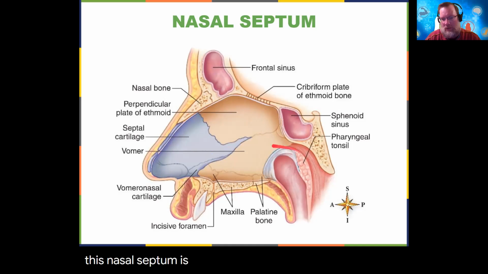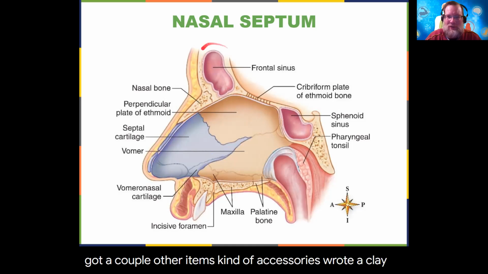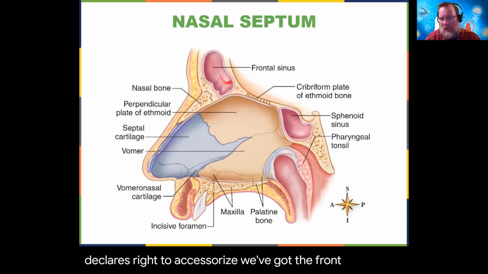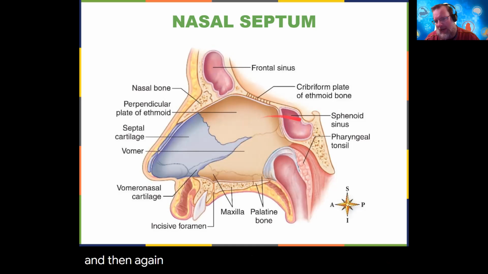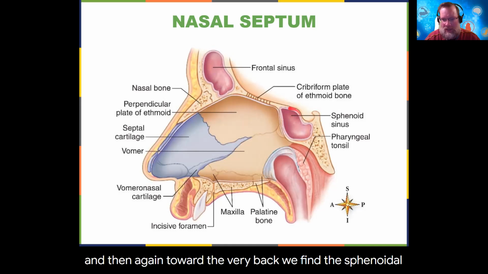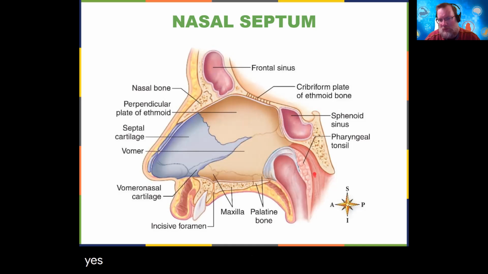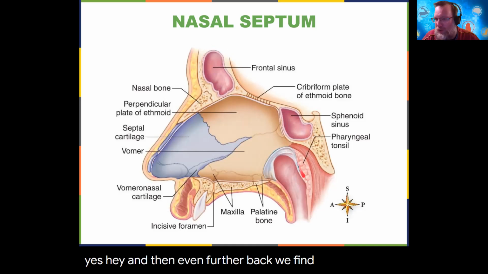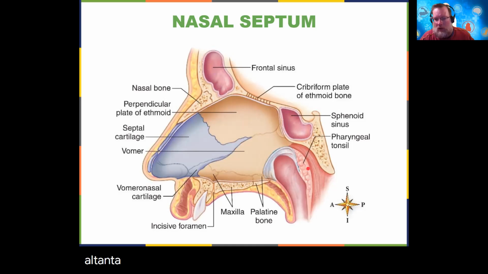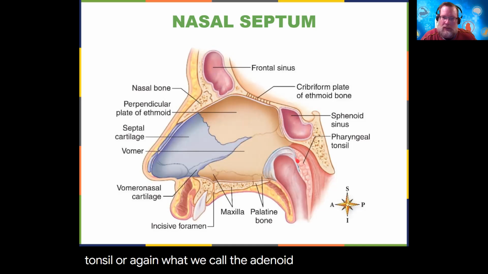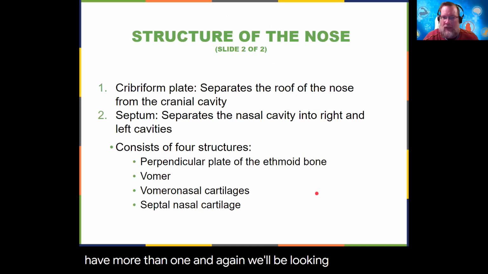Okay. While we're in here, we've got a couple other items, kind of accessories. We're going to Claire's, right? To accessorize, we've got the frontal sinuses. And then again, toward the very back, we find the sphenoidal sinus. Even further back, we find the pharyngeal tonsil, or what we call the adenoid, or the adenoids. You have more than one. Again, we'll be looking at more of that as we go.